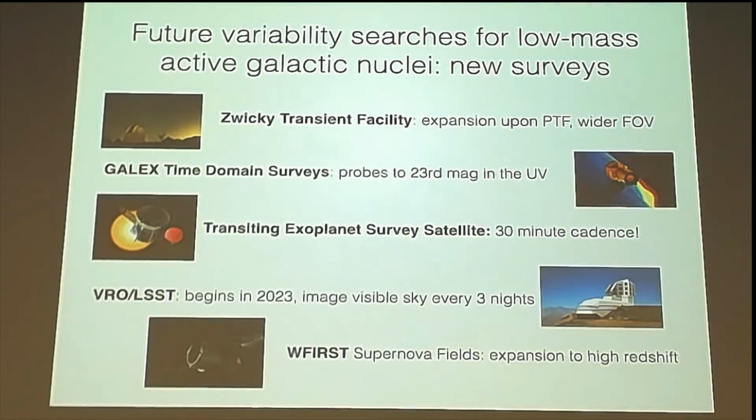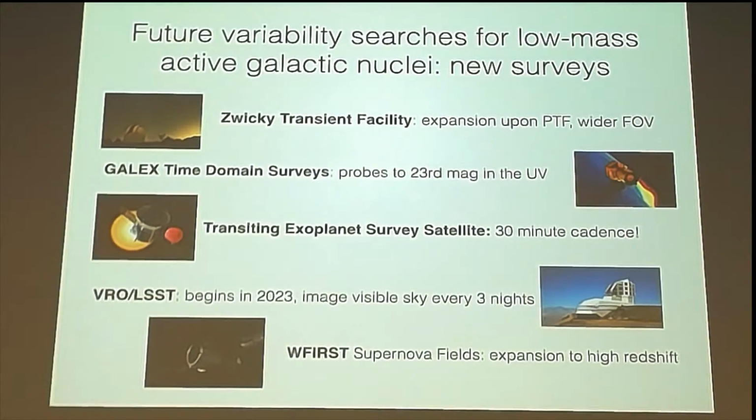The GALEX time domain surveys have covered about a 40 square degree region of sky, and this looks much deeper, down to about 23rd magnitude in the UV. I'm excited to dig into some of that data to search for AGN variability in these low-mass galaxies with better sensitivity and at bluer wavelengths.